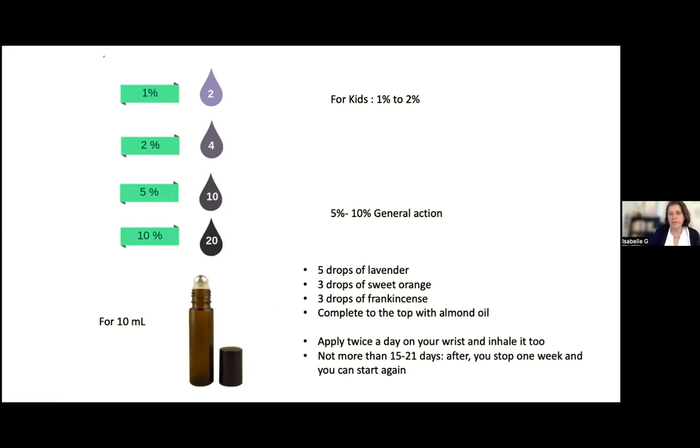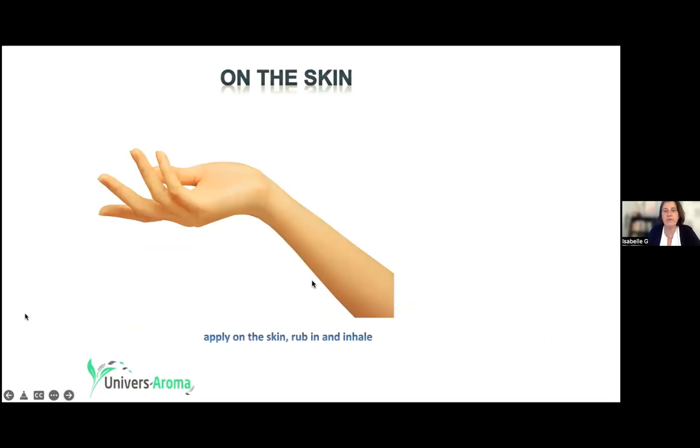You can use it twice a day on the wrist, I will show you just after. You can use it twice a day for 15 to 21 days, and after that you have to stop for a week, because you don't use the essential oil all the time. It's very powerful. Then you apply it on the skin on the wrist and rub, and then you can inhale too, so it will have a double action, with absorption through the skin and inhalation.